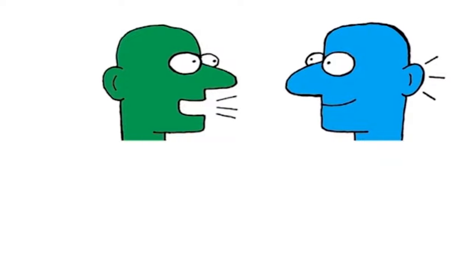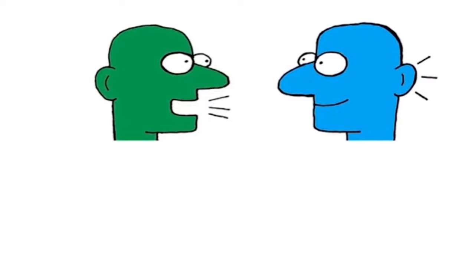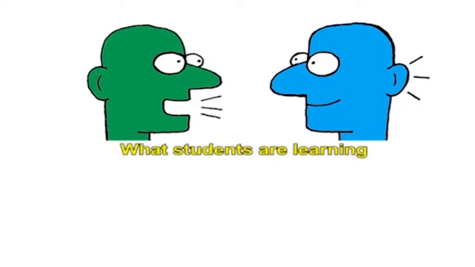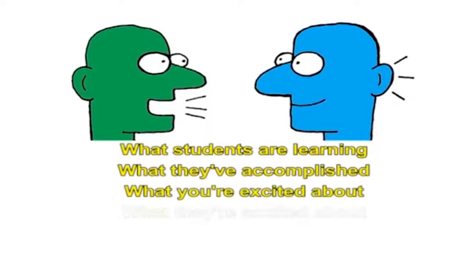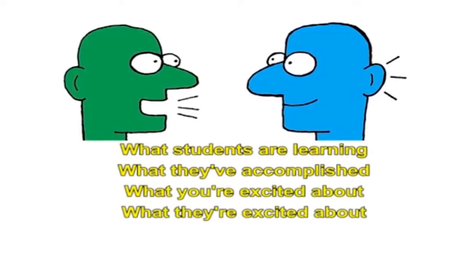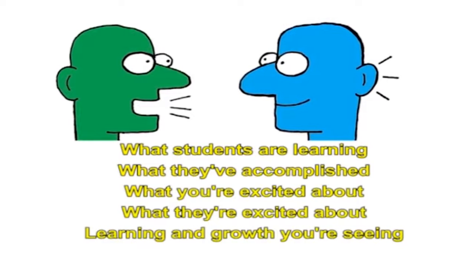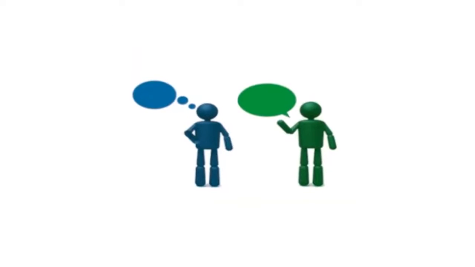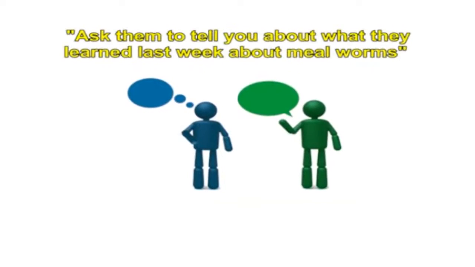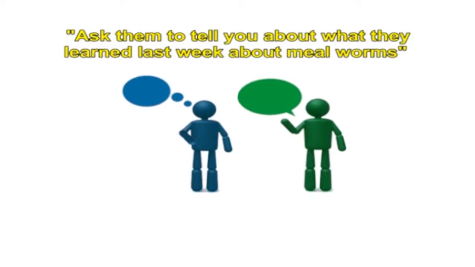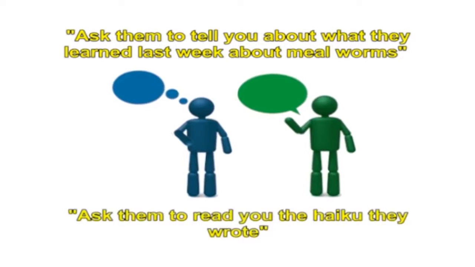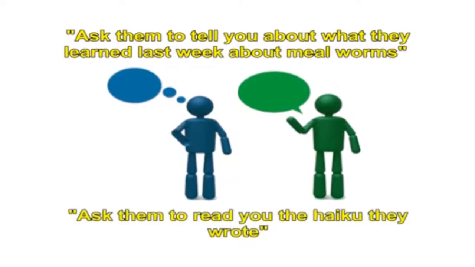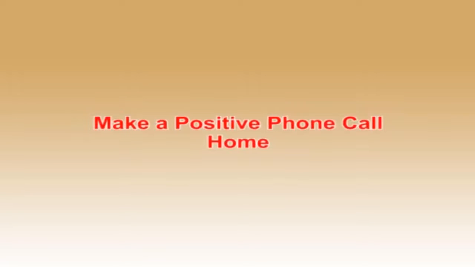Provide information about what's going on in your class. Weekly would be ideal. What students are learning, what they have accomplished, what you are excited about, what they are excited about, and the learning and growth you are seeing. Suggest things that they might ask their child about. Ask them to tell you about what they learned last week about mealworms, or ask them to read you the haiku they wrote.